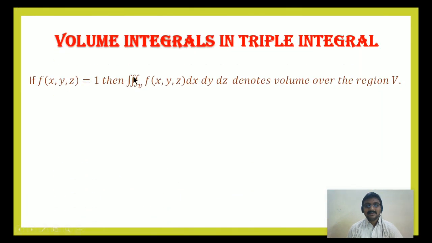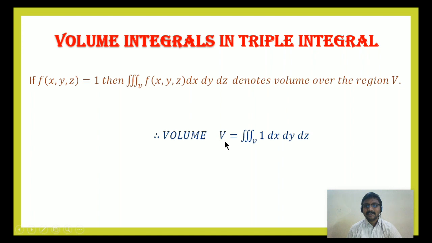Volume integrals in triple integrals. The definition is: if f of xyz equals 1, then the triple integral of f of xyz dx dy dz denotes the volume over the given region V. That is the triple integral. The integrand function will be 1, so it is the required formula for volume.